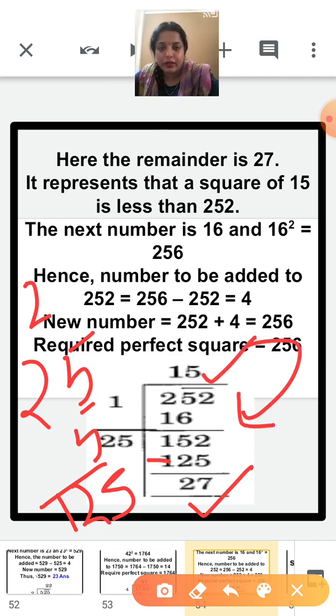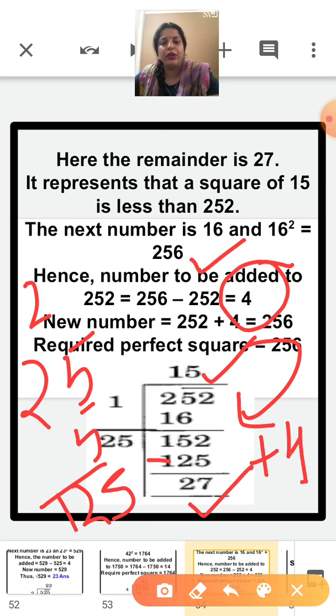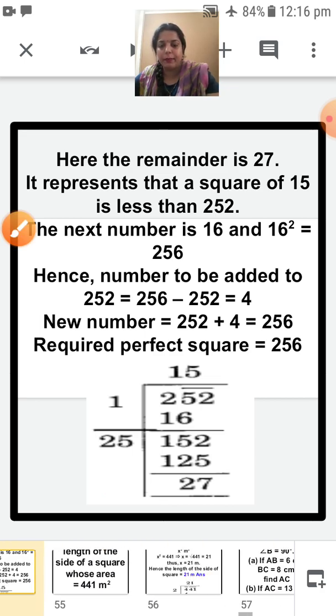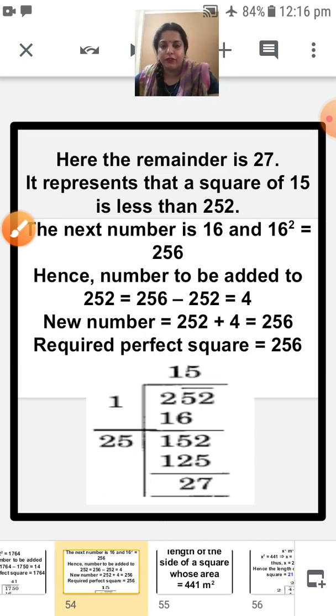So let's try with 16. 16 square is 256. So between 256 and 252, 4 numbers are there. So if we add 4 into 52, it can become a perfect square. Is that clear? We are repeating the same question again and again, but with different parts.